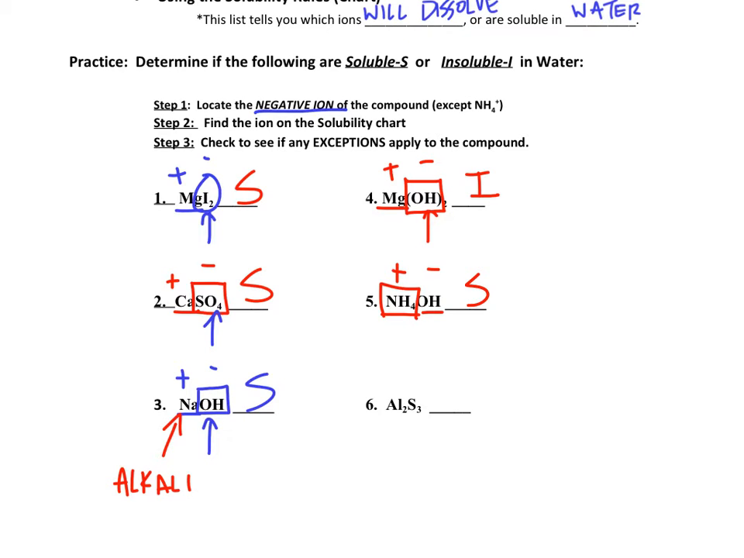And the last one here is aluminum sulfide. So aluminum is not ammonium, okay, even though it's positive. Sulfur is my anion in this case, so I'm looking at sulfur. So now I need to find sulfur. Sulfur's bonded with aluminum, so that's another I.